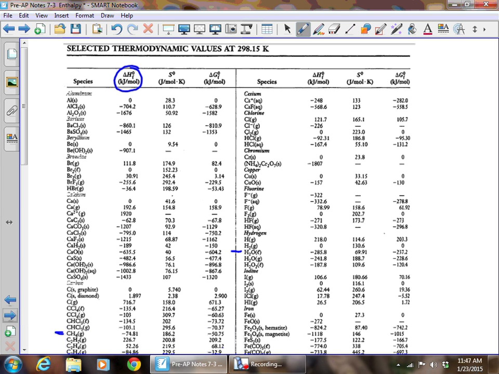What you have to be careful about, notice all these zeros, and you'll start noticing a pattern for all of these zeros. They're for all of our elements in their standard state, whether it's a metal like aluminum or a non-metal, even if it's diatomic, its standard state is Br2, and all of those have a heat of formation of 0. You can't form an element from its elements. That doesn't make any sense. So they don't have a heat of formation. Their heat of formation is 0.